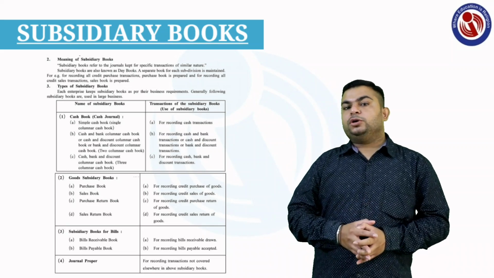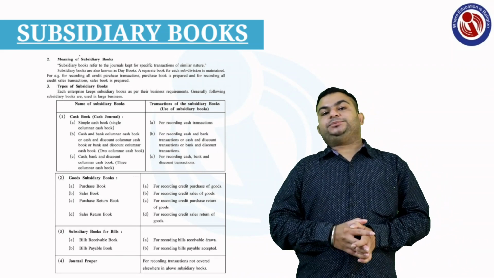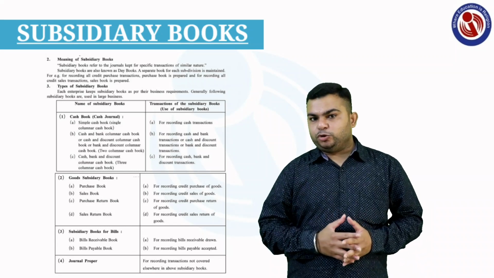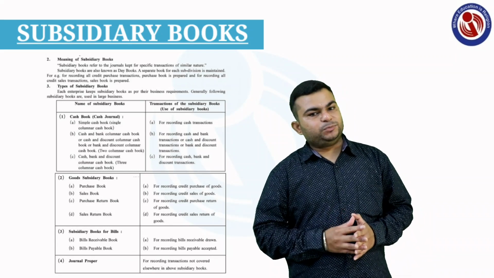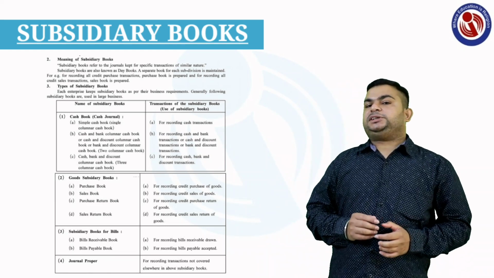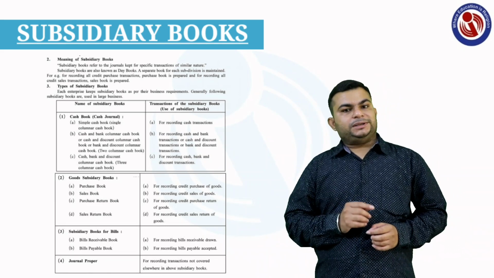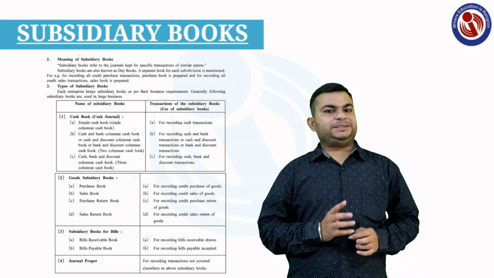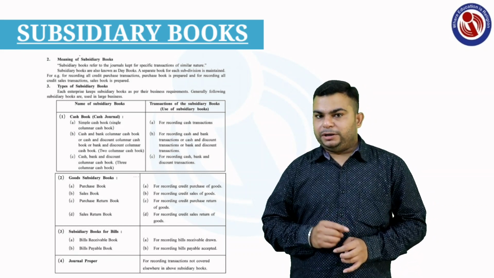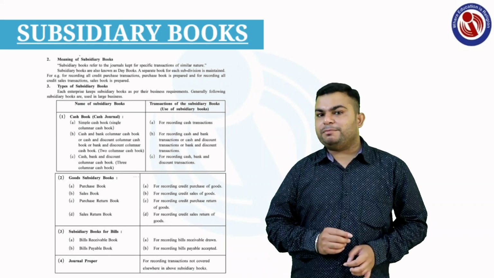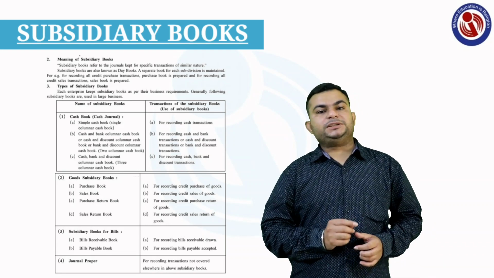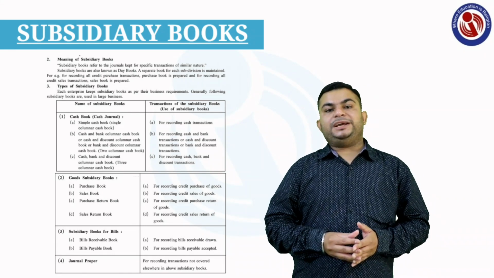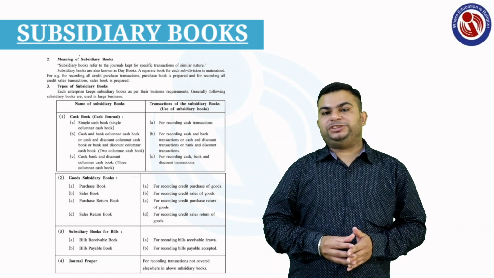In the subsidiary books, there are a total of 8 subsidiary books which we are going to learn. Number 1 is a purchase book, number 2 is a sales book, number 3 is a purchase return book, number 4 is a sales return book, number 5 is a cash book, number 6 is a petty cash book, number 7 is a bills receivable book, number 8 is a bills payable book. These are the main types of subsidiary books that we are going to learn in this chapter.